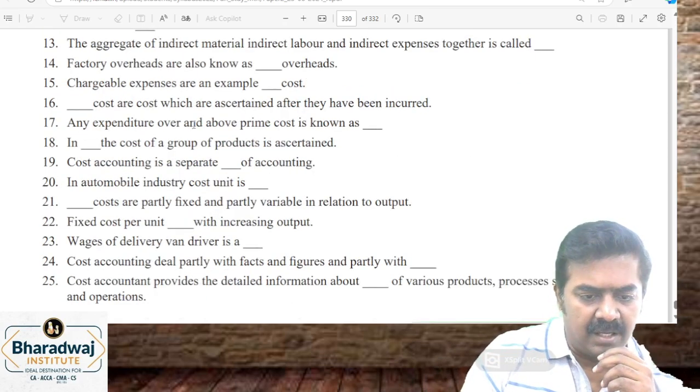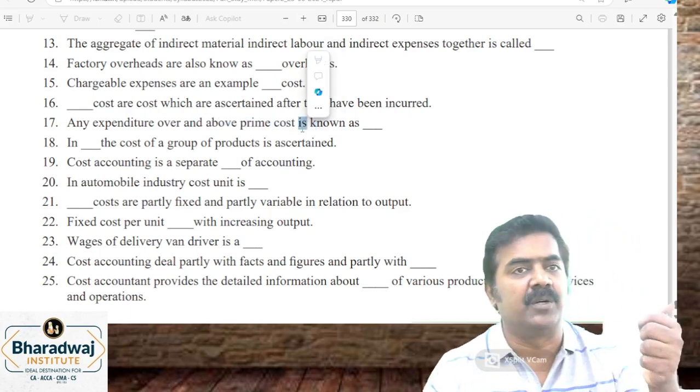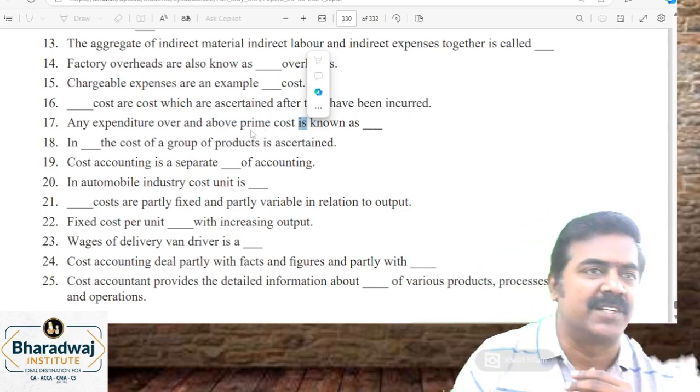Any expenditure above the prime cost, we call it overheads, which may be factory overheads, administration overheads, selling overheads. Everything other than prime cost, what is it called? Overheads.